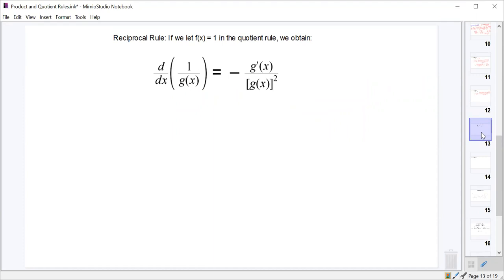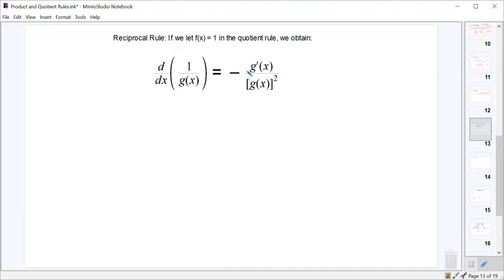The reciprocal rule is when we have a 1 in the numerator of our fraction for a quotient rule, or we could have like a 2 or a 3 up there. If I had a 2 or a 3 or a 7 up there, I'd just throw that 2 or 3 or 7 up here in the numerator with my final result. So the reciprocal rule is just an extension of the quotient rule.